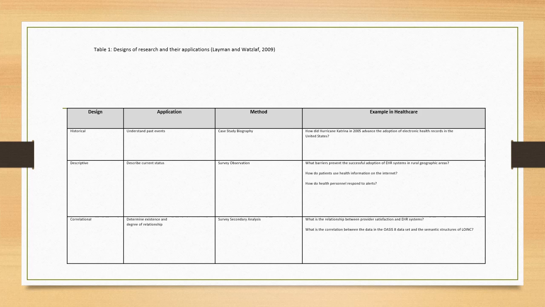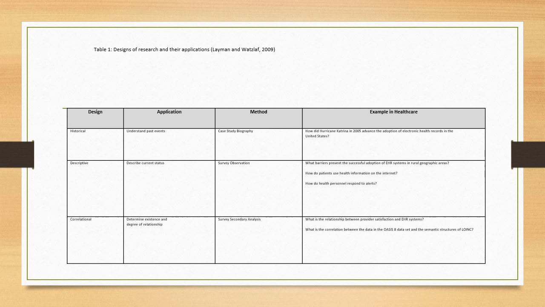And the examples in healthcare: what barriers prevent the successful adoption of electronic health record systems in rural geographic areas, and how do health personnel respond to alerts. And a correlation research method, or a correlation design, which is quantitative also and applied to determine the existence and degree of relationship between two variables by using the survey secondary analysis.